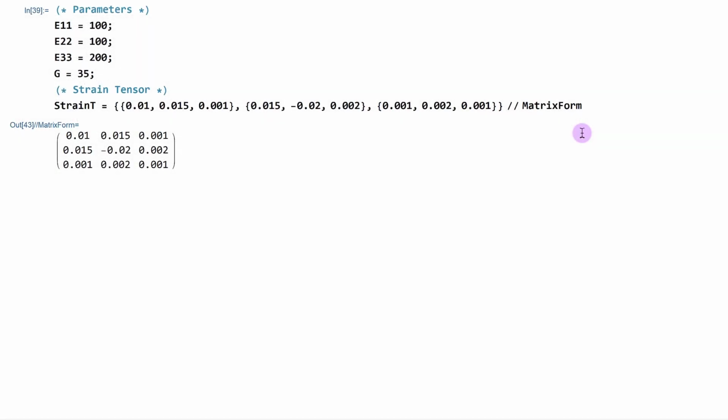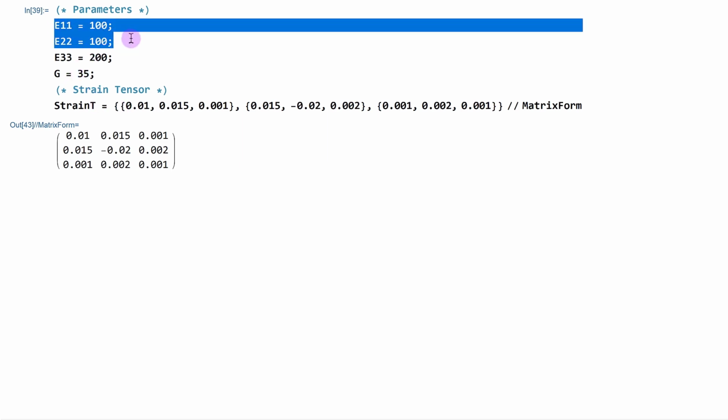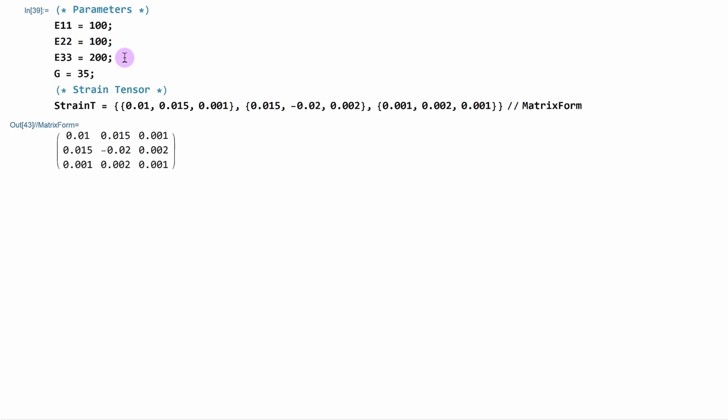Alrighty guys, so as you are going to see, the only thing I've done so far is define the parameters. I thought I wouldn't bore you or waste your time with defining the parameters, so I already did that. I have E11 and E22 equal to 100 MPa as given in the question. E33 is equal to 200 MPa as given in the question, as well as all the shear moduli being equal to 35. So instead of saying G12, G23, G13 all equal to 35, I just put G, and I'm just going to use G every time I see a shear modulus in my equations.